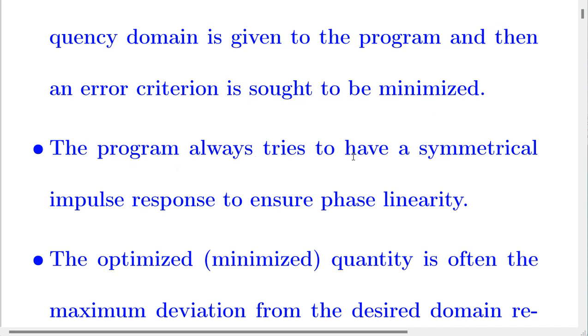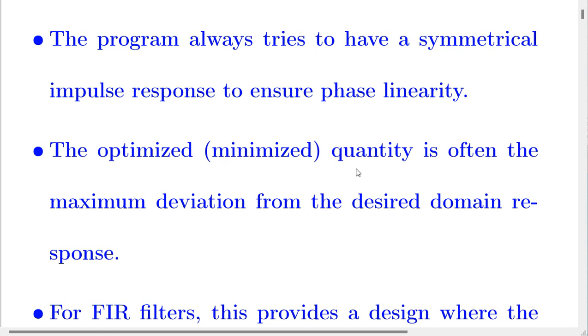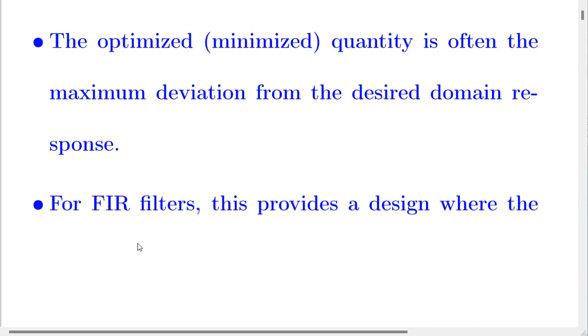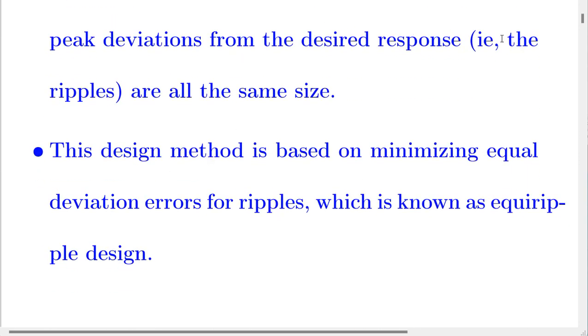The program always tries to have a symmetric impulse response to ensure phase linearity. The optimized quantity is often the maximum deviation from the desired frequency response. For filters of type FIR, this provides a design where peak deviations from the desired response, that is ripples, are all the same size. This design method is based on minimizing equal deviation errors for ripples, which is known as equi-ripple design.